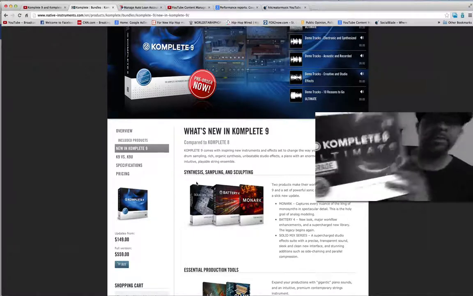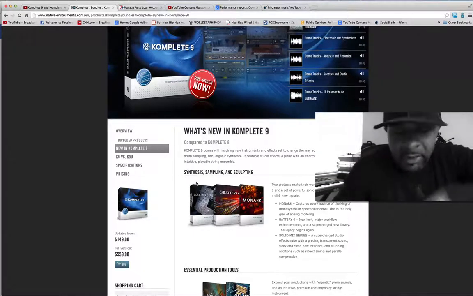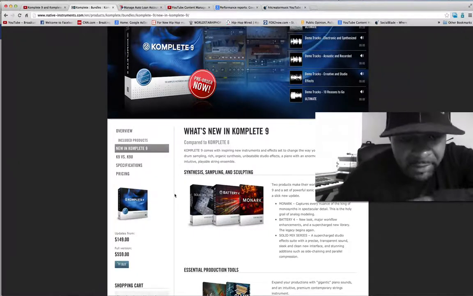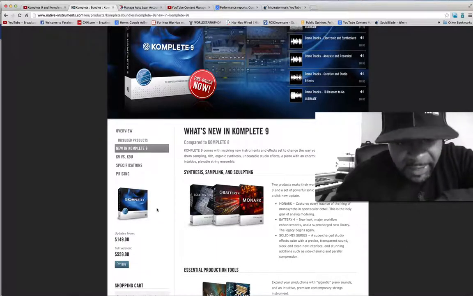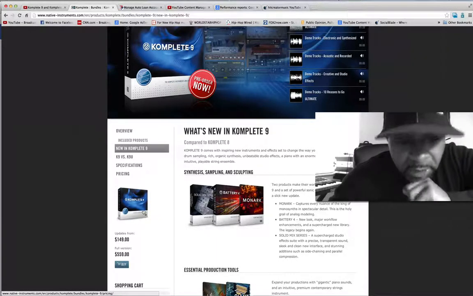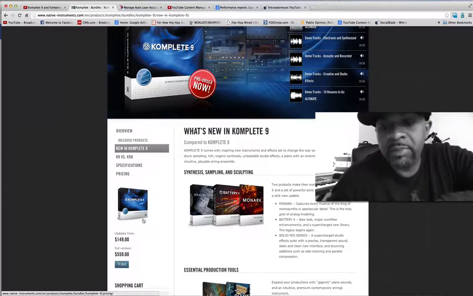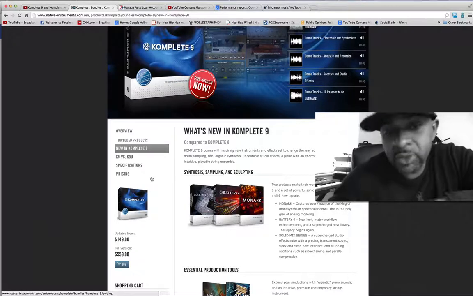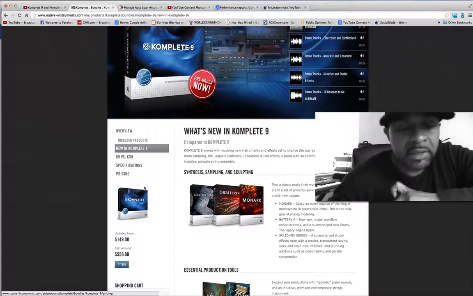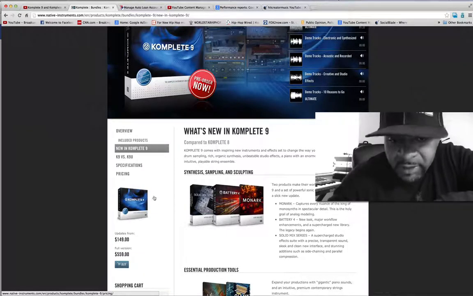So anyway, the upgrade, this is not a cross grade, but the one I have to get, because I already own Komplete 8, it's only going to cost $149 for this upgrade, for people who already own Komplete 8 Ultimate. Komplete 2 to Komplete 8 Ultimate, this upgrade will be $149.